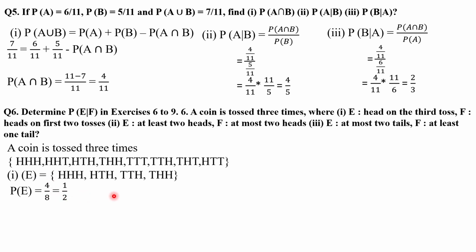Okay. Now second, head on the first 2 tosses. We need to find out from the sample space where the condition is met that head is on the starting first and second tosses.